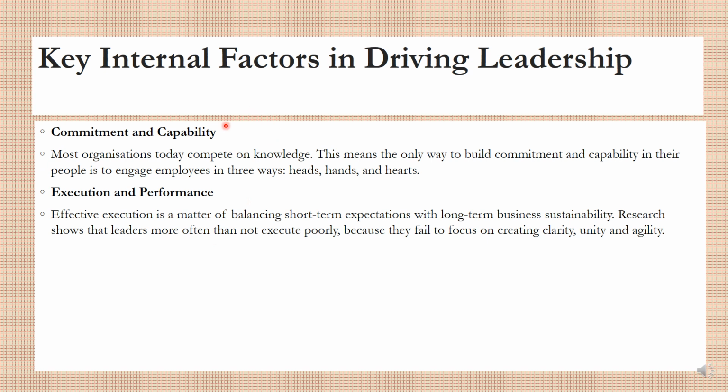Then commitment and capability. Most organizations today compete on knowledge, right? So this means the only way to build commitment and capability in their people is to engage employees in three ways: heads, hands, and hearts. The first one, heads. You have directed them, given proper instructions, so they know why, if there is any change happening or what is expected of them. So they are very clear in their heads about what they have to do.